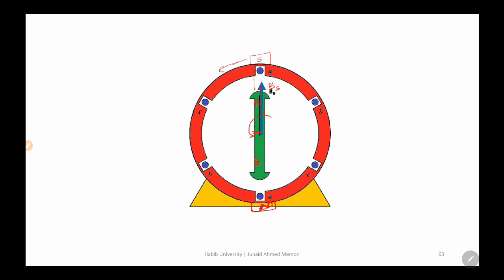In this case, as these imaginary poles rotate along the stator, this rotor magnet is always going to be attracted towards the imaginary south pole, and this one is always going to be attracted towards the imaginary north pole. It means if we run this machine, it is going to continuously follow the rotating magnetic field vector which is supplied by the stator.